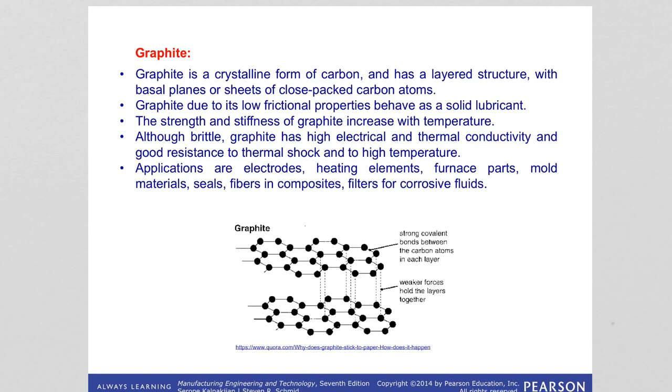So graphite. Basically, this is a structure of carbon. So graphite has a high content of crystalline carbon in the form of layers. So as you can see here, okay? The bonding between atoms in the layers is covalent bonding and very strong. But in between those parallel layers, we have weak bonds, van der Waals forces.